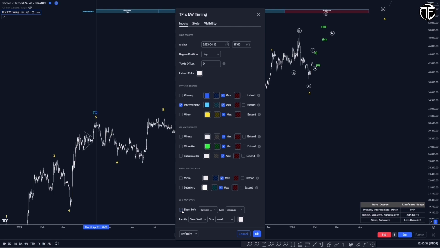You can even just get rid of this table if you want. It's there just as a reminder, just so it can help you with how to utilize this indicator correctly. And then you can also change the text of it as well, and also change the text of the actual degree itself above. You can change both of these texts independently of each other.